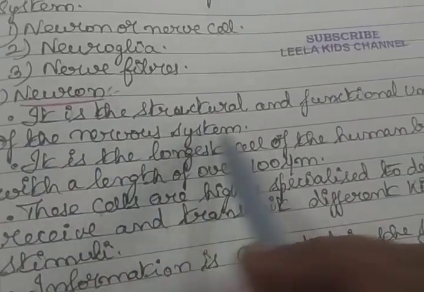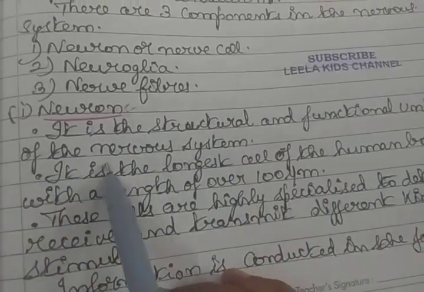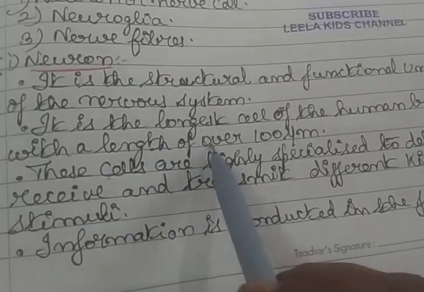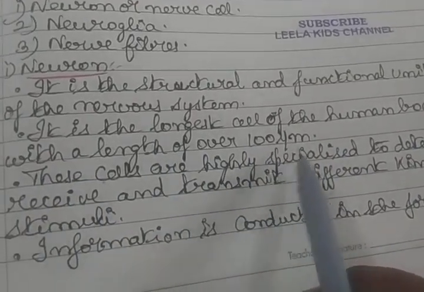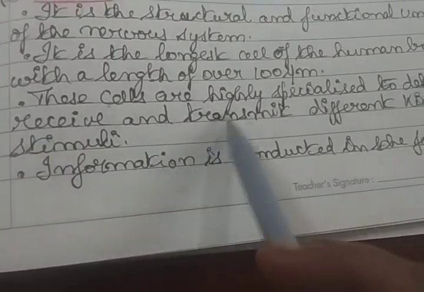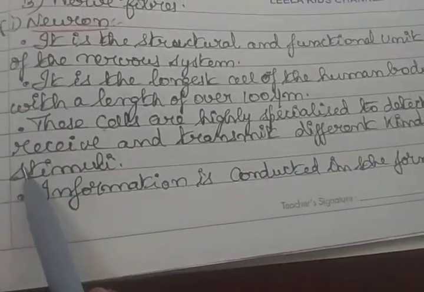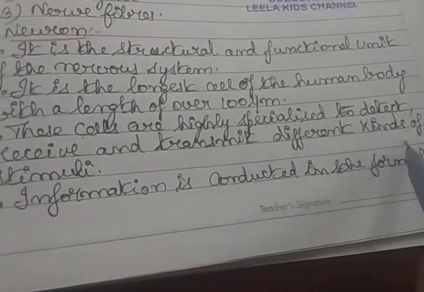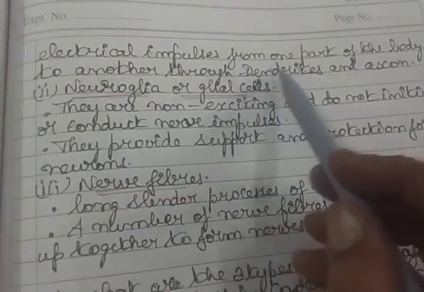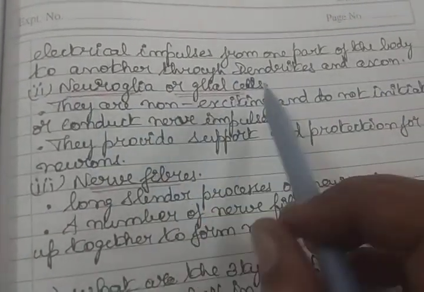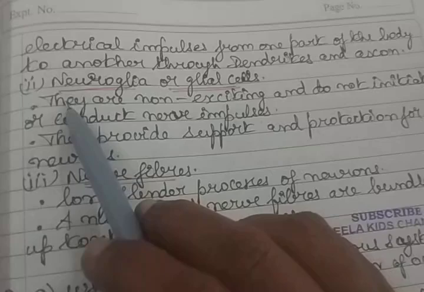Neuron. It is the structural and functional unit of the nervous system. It is the longest cell of the human body with a length of over 100 μm. These cells are highly specialized to detect, receive and transmit different kinds of stimuli. Information is conducted in the form of electrical impulses from one part of the body to another through dendrites and axon.